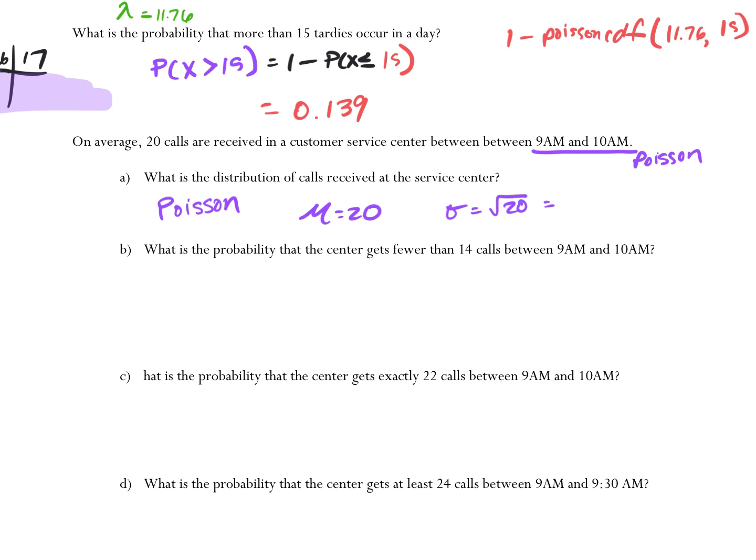All right, what is the probability that the center gets fewer than 14? How do I write fewer than 14? Strictly less than. Can I type it into the calculator like this? Okay, according to the call center, if they say fewer than 14, which outcomes is that? 13, 12, 10. So that's really the probability X is less than or equal to 13.